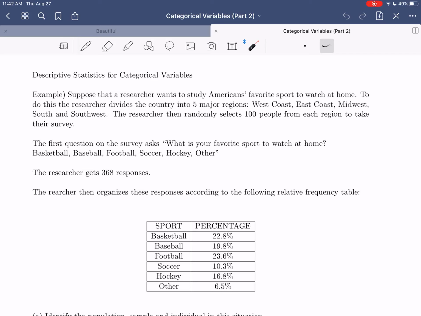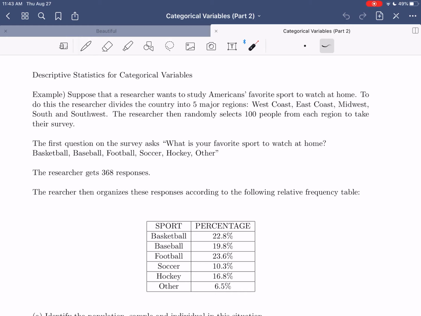In today's video, we're going to be finishing up our discussion of descriptive statistics for categorical variables. In the previous video, we spent a little bit of time talking about two major ways of organizing data for categorical variables. Those were the frequency table, sometimes referenced as the actual frequency table, and the relative frequency table. We also talked about two visual displays for categorical variables. Those were the bar graph and the pie chart.